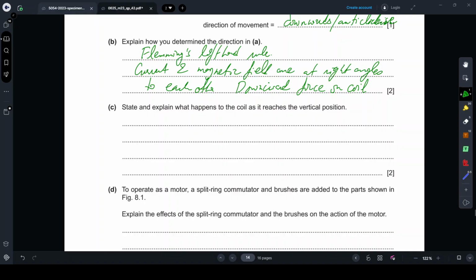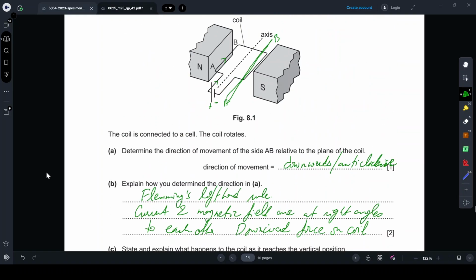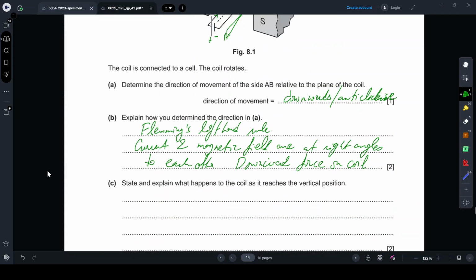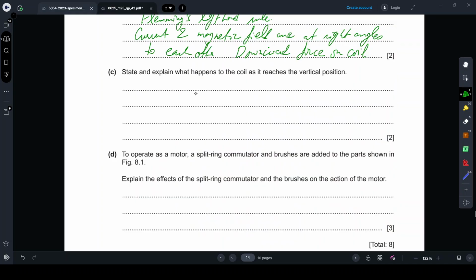Karim, you can answer. So this is basically a setup for the DC motor, right? So what happens right at the vertical position? You can either say that the coil stops, right? Because the electric field and the magnetic field are sort of right aligned, and so there's no force.